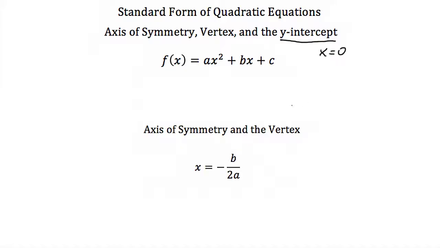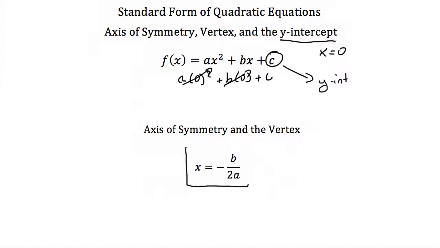And if we plug in 0 for x, we'll have a times 0 squared plus b times 0 plus c. Well, 0 squared is 0, and a times 0 is 0, and b times 0 is 0. So c, right away, is our y-intercept. Now, if you want to find the axis of symmetry and the vertex, you use this formula right here. x is equal to negative b over 2a.